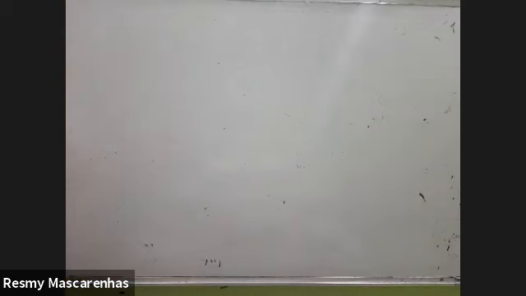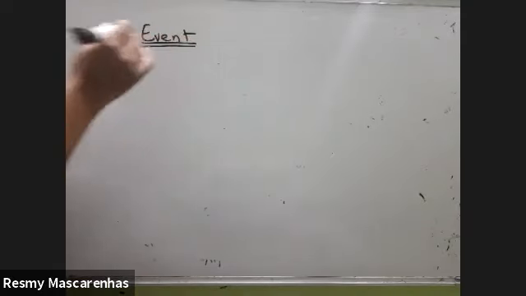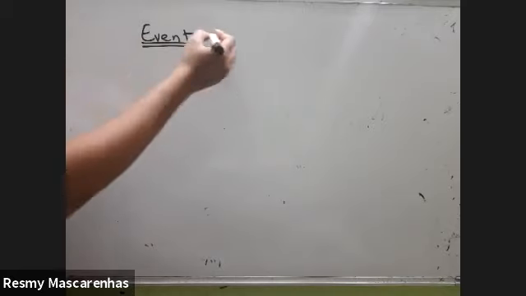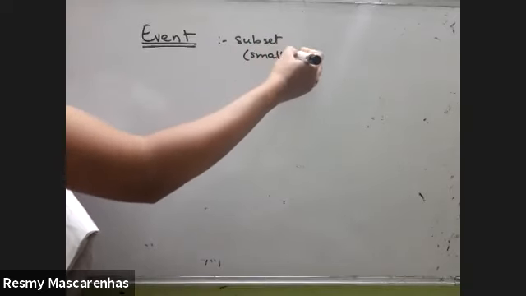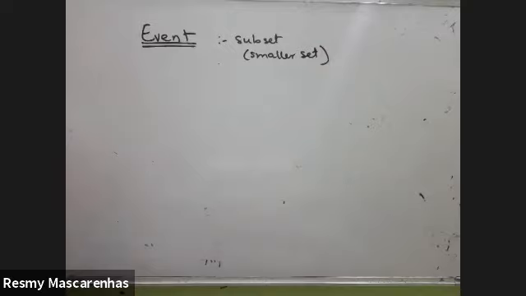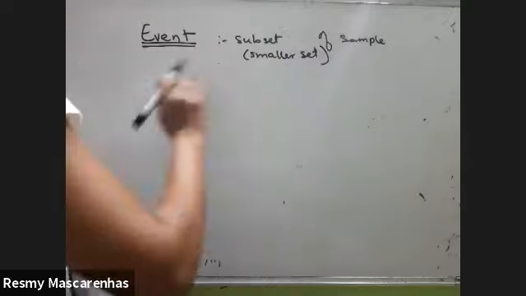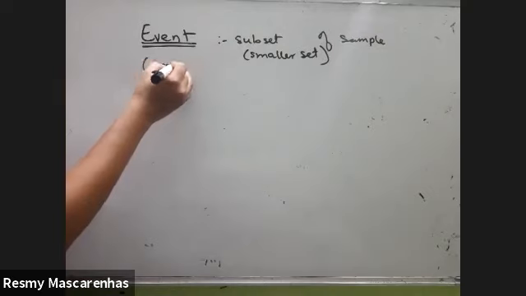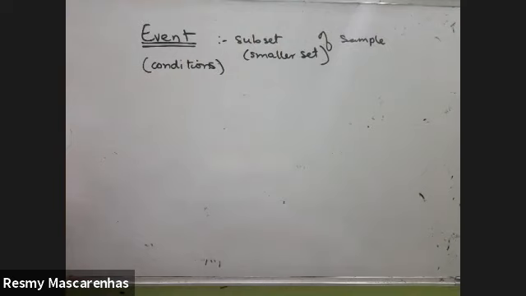Okay. Now next is something called an event. What we had studied till now is called sample space. The next term we'll know is what is called an event. Event is nothing but a subset of the sample space. Subset means you know that smaller set of sample space. Sample space means all the possible conditions. Event is nothing but a condition. So this will be with some conditions.